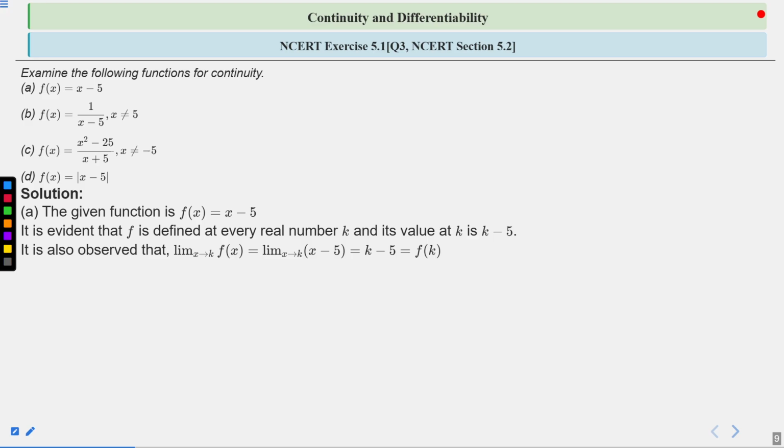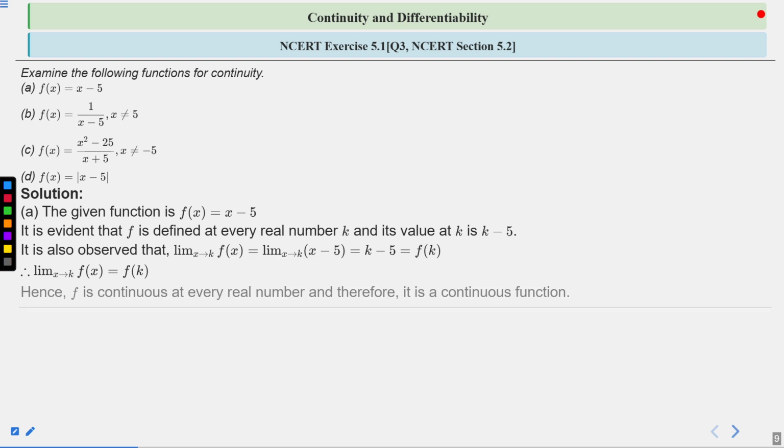Which is equal to k minus 5, which is f(k). Therefore, the limit as x tends to k of f(x) will be equal to f(k). Hence, f is continuous at every real number, and therefore it is a continuous function. Got it? Therefore, f(x) equal to x minus 5 is a continuous function.